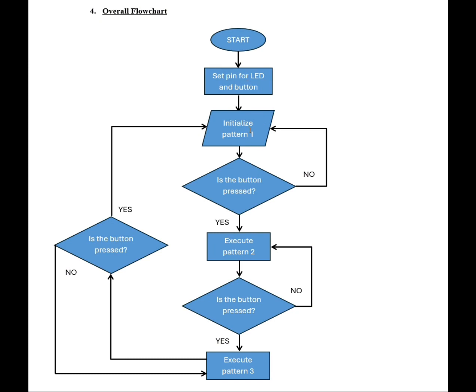Once pattern 2 is executed, we go to the button press decision. If the button is pressed, execute pattern 3; if it's not, execute pattern 2. After executing pattern 3, go to the decision: is the button pressed? If the button is pressed, initialize pattern 1 again. If not, continue to execute pattern 3.